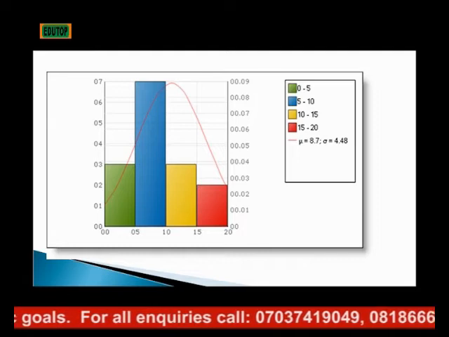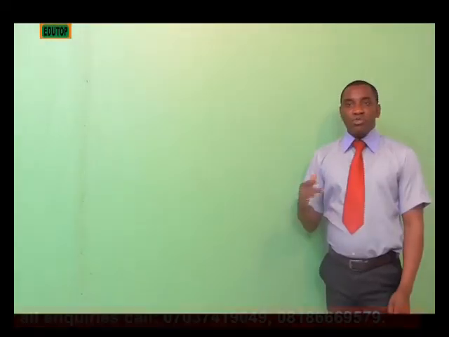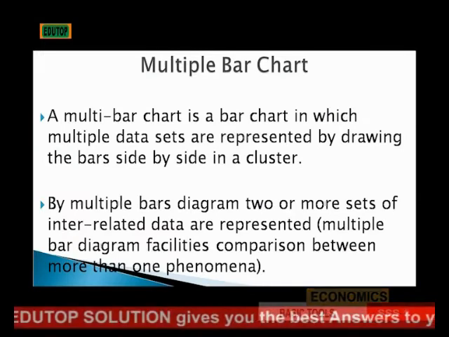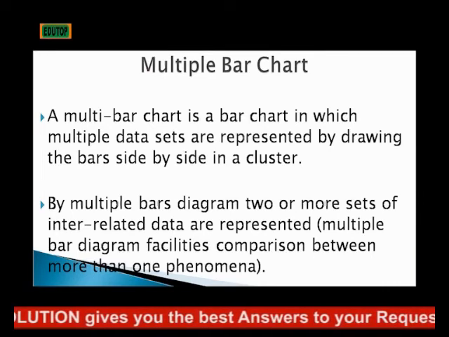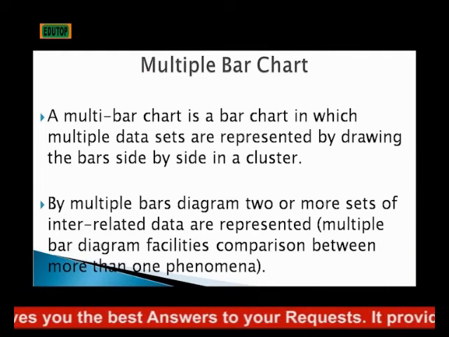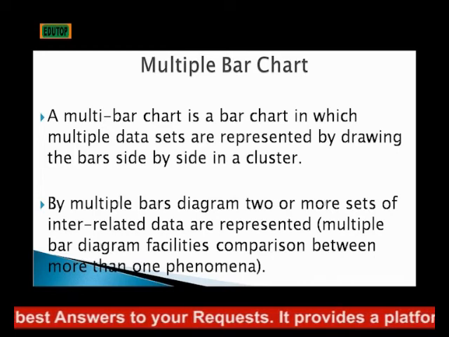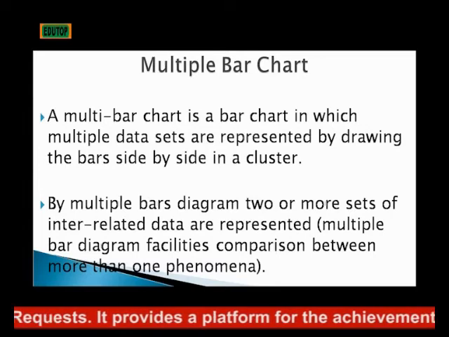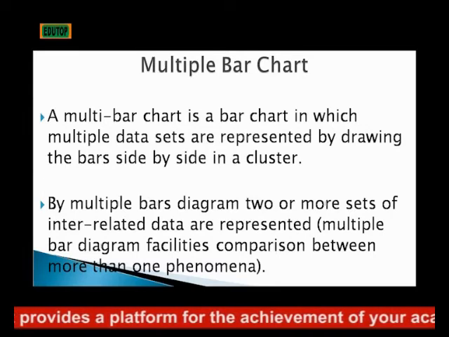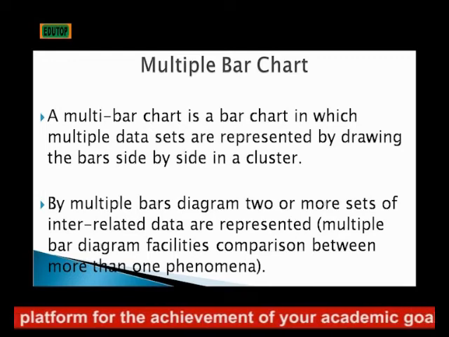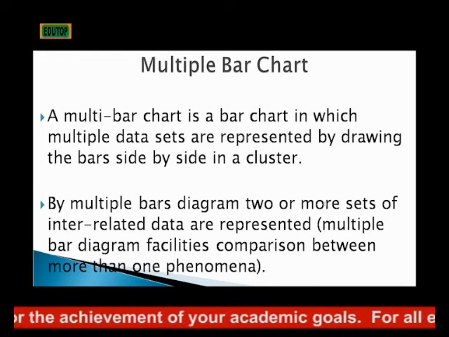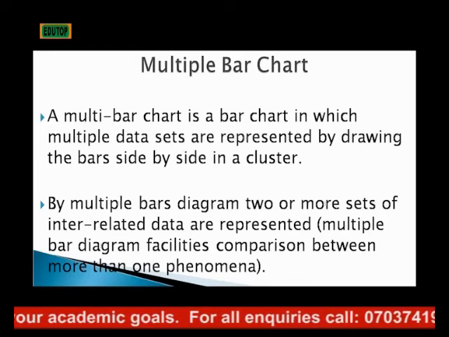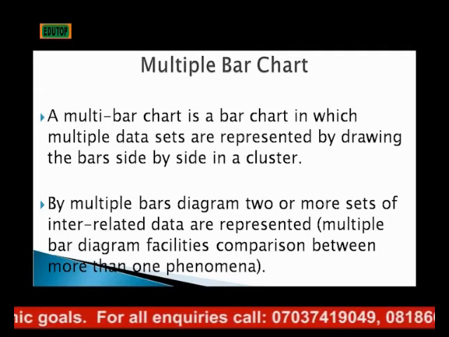Then let's look at the multiple bar chart. A multiple bar chart is a bar chart in which multiple data are represented by drawing the bars side by side in a cluster. In a multiple bar diagram, two or more sets of interrelated data represent an information. The multiple bar chart comprises two or more data on the same bar, so that it represents different categories, different levels of the data.